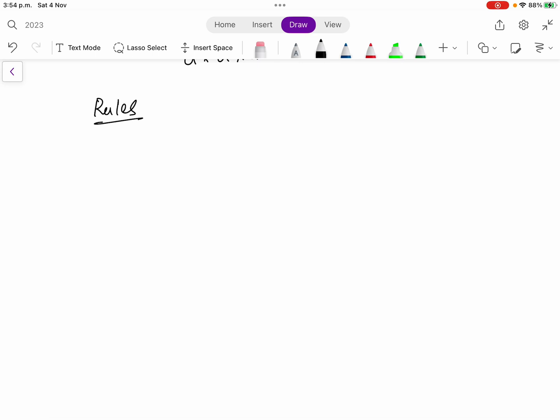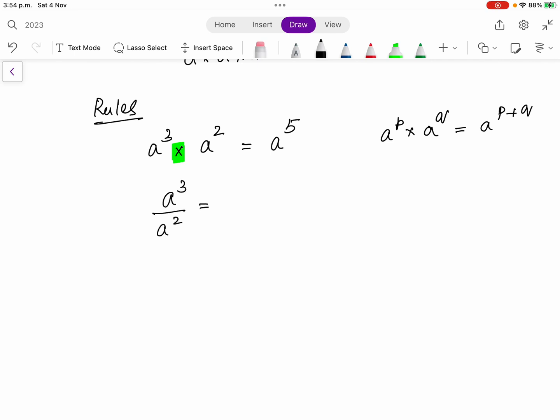Suppose you have an expression a to the power of 3 times a to the power of 2. When you have a multiplication in between and the base is the same, the answer will be a to the power of 5. This is mentioned in the formula book as a to the power of p times a to the power of q is equal to a to the power of p plus q. Similarly, if you have a to the power of 3 divided by a to the power of 2, you subtract: a to the power of 3 minus 2, which is equal to a to the power of 1.